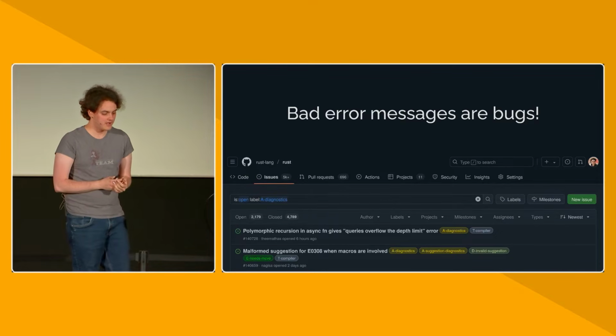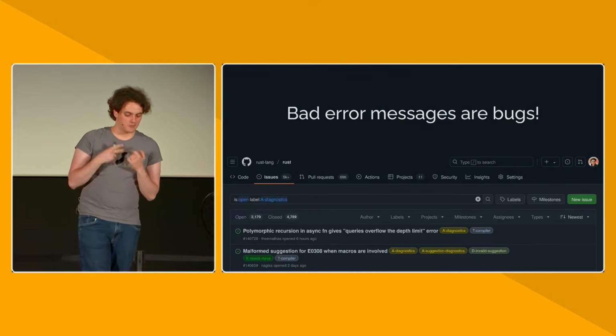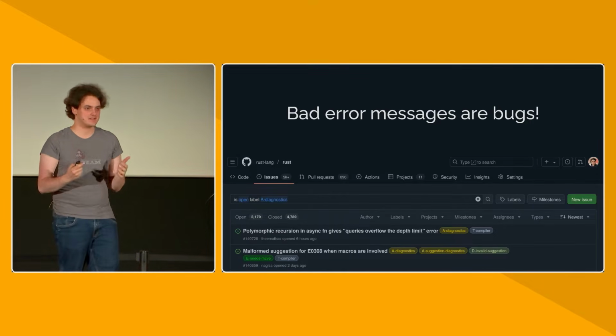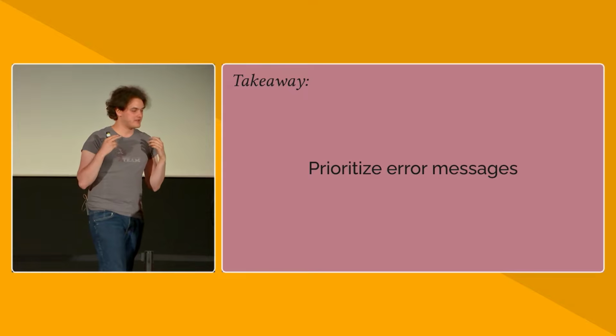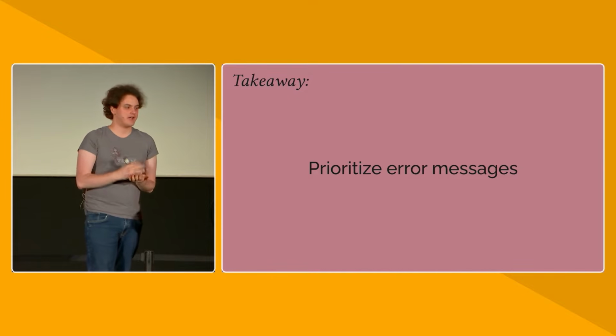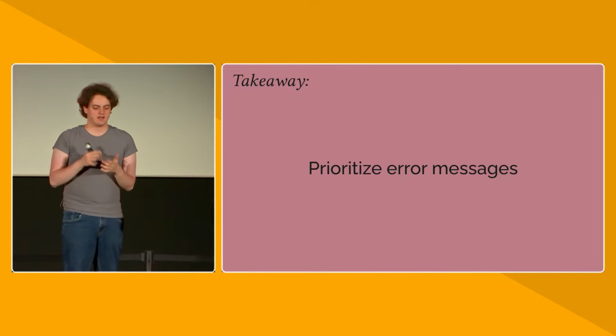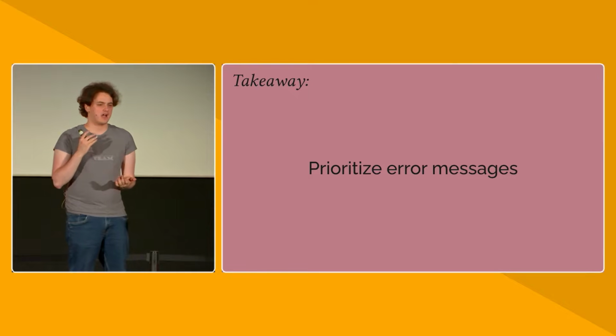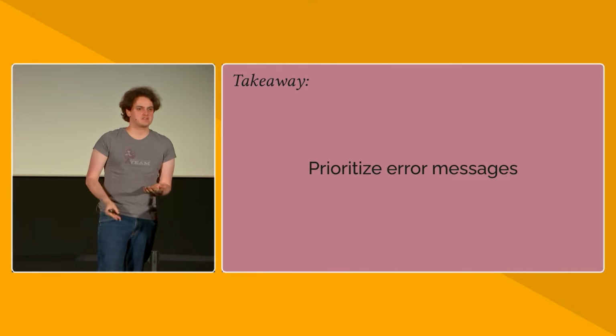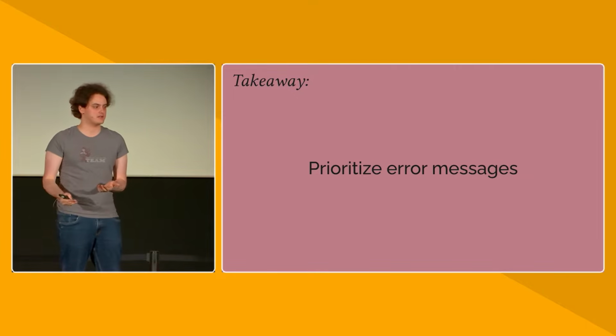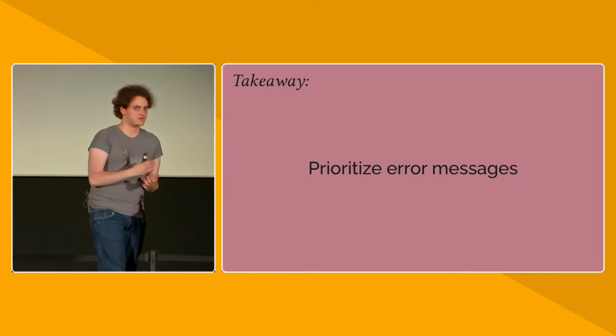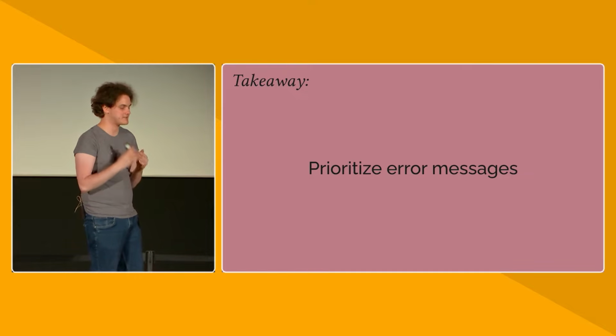So one of the ways Rust does it is just having it prioritized, having error messages be at the same level as, if a change is made, a change needs to have good error messages, the same way it needs to have tests, the same way it needs to be documented, the same way its code needs to be maintainable. It's a first-class concern.